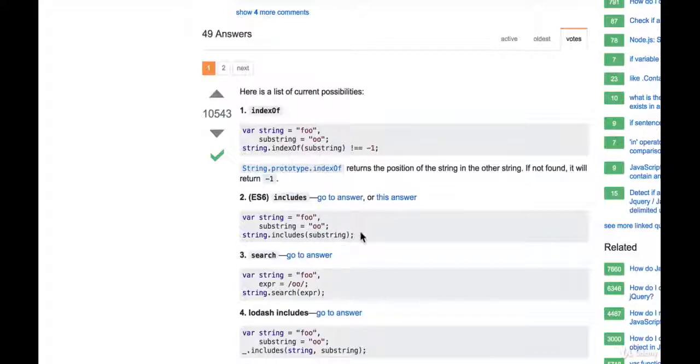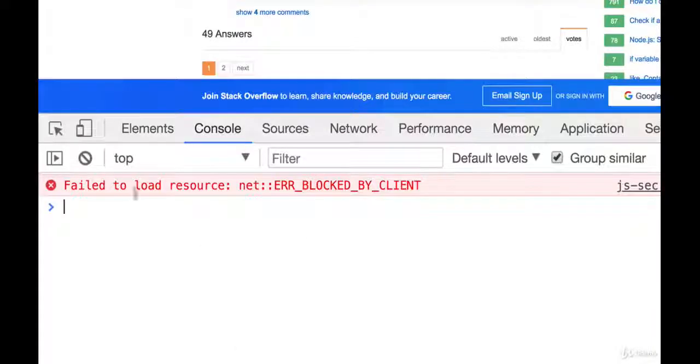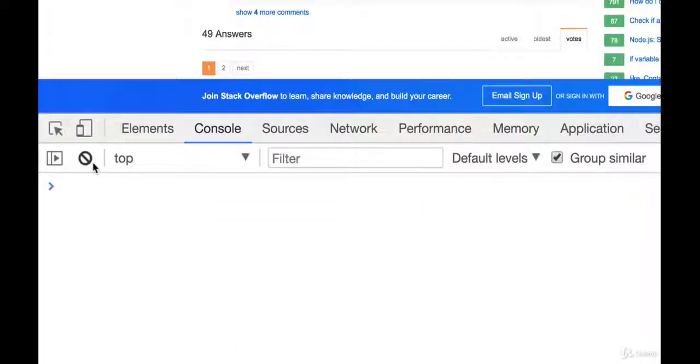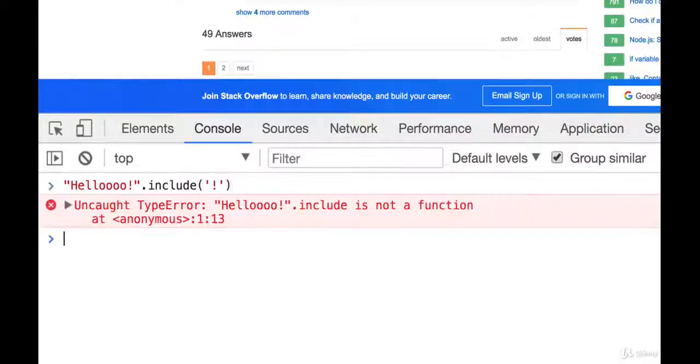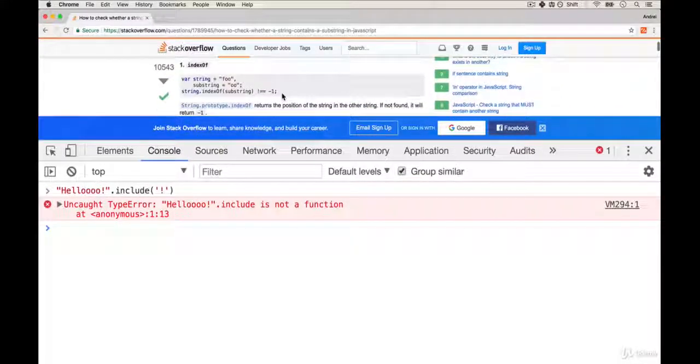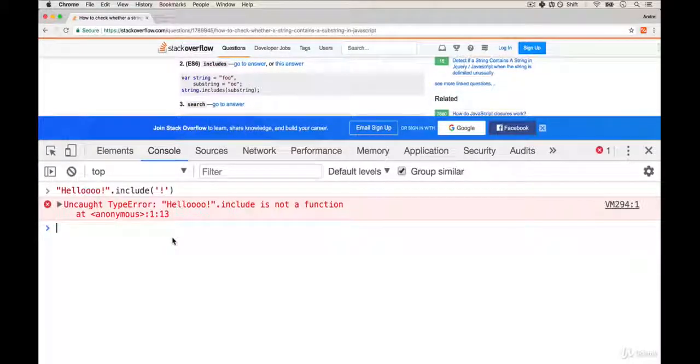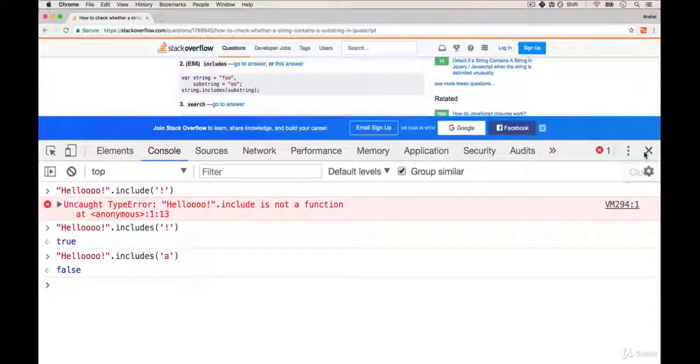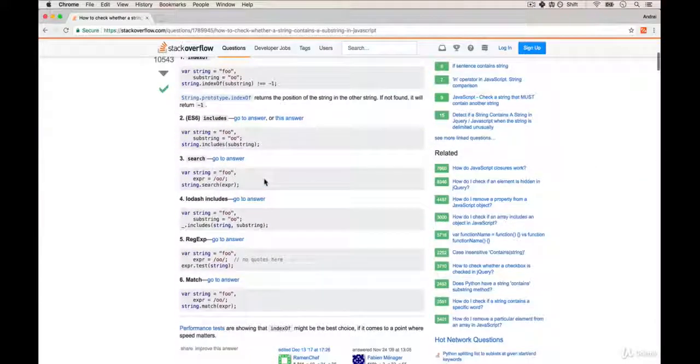And with the includes function, I can just do something like this. I can say, does the string hello with an exclamation mark, well, does hello have an exclamation mark? And I get an error. Well, because if I look over here, it's not include, it is includes. Let me try that again, and I get true. If I do let's say an A, I get false because, well, it doesn't include anything. So there you go. Stack Overflow just answered my question.